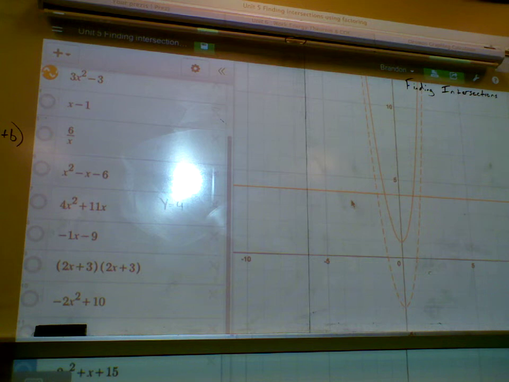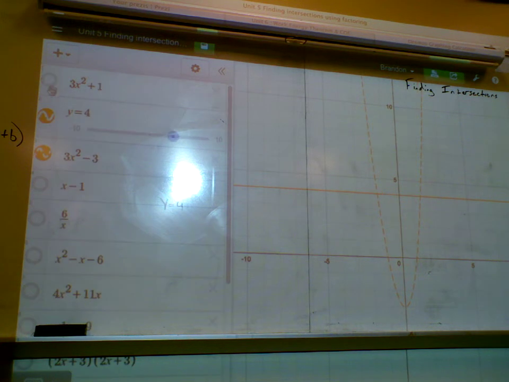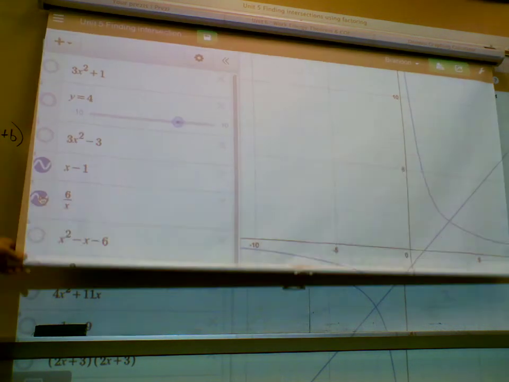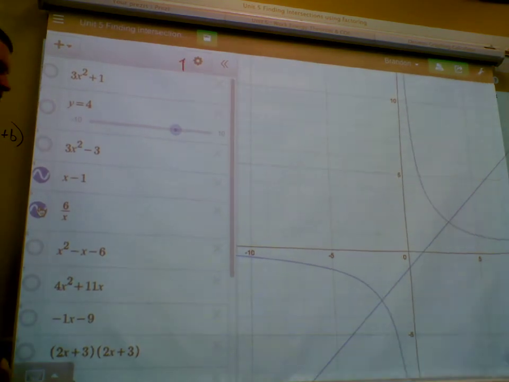What does x minus 1 make? A line. Right? It's a line. What does 6 over x make? Does not make a line. Close. A butterfly! You said, I'm sorry. I should put it down first. I'm sorry about that. Alright?